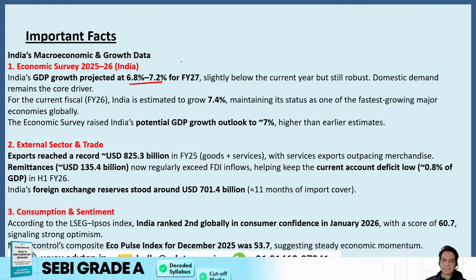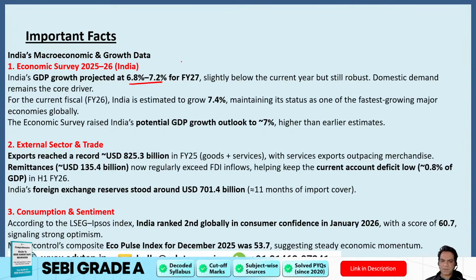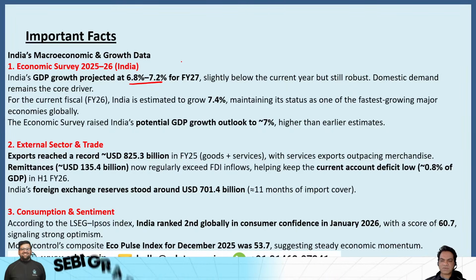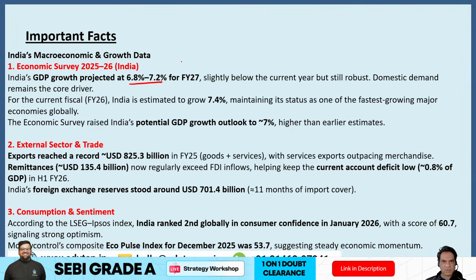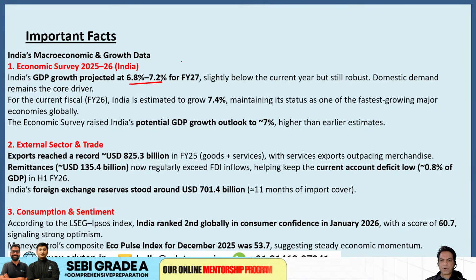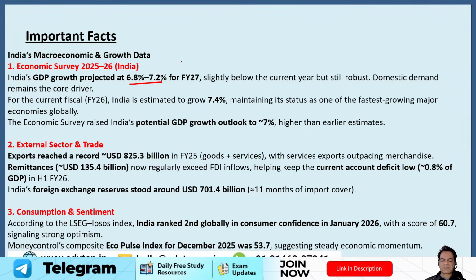Now, for the current fiscal year 26, India is estimated to grow 7.4%, maintaining its status as one of the fastest growing major economies globally, right? This is what I was telling you. The Economic Survey raised India's potential GDP growth to approximately 7%, which is higher than earlier estimates. The Economic Survey has projected approximately 7% growth rate for this year.